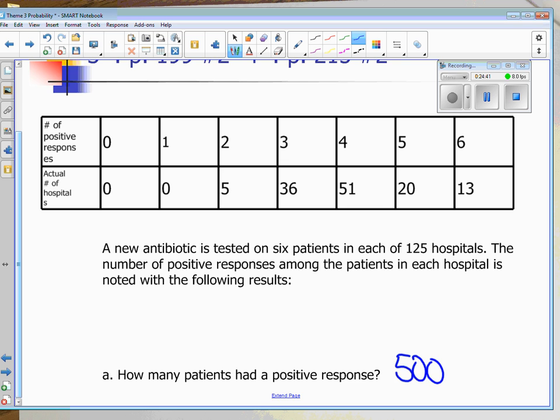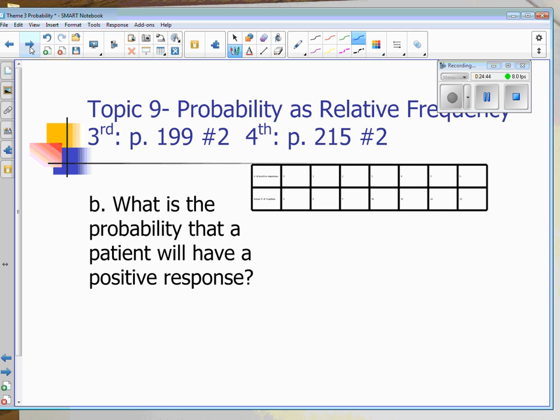Part B, what is the probability? Now that one you probably can't read. Oh, it's the same table. You're right. All right. How many total number of hospitals did I have? Why is that important? That's the total sample size of what we're looking for, right? So it says, what's the probability that a patient will have a positive response? So I need to figure out how many total patients I have. So the number of total patients, how many hospitals were there?